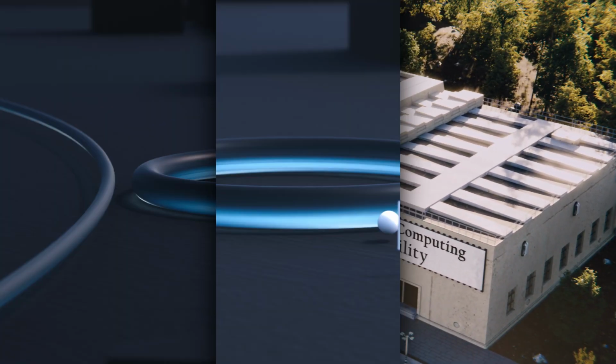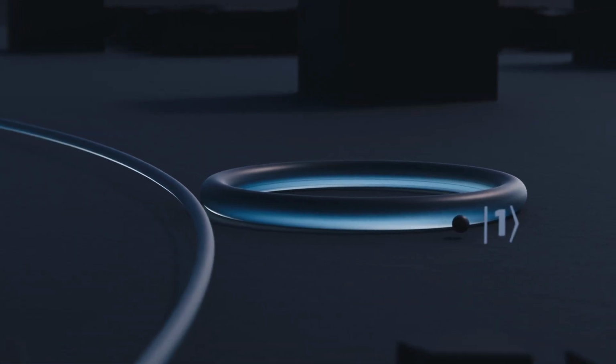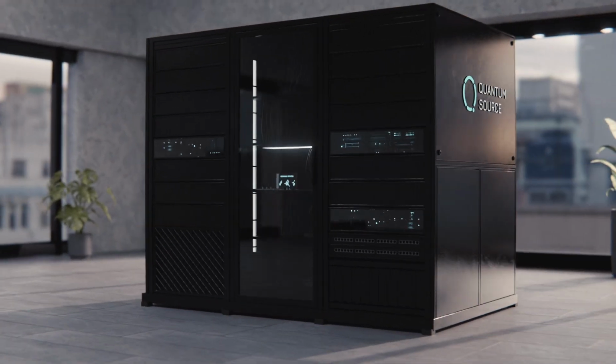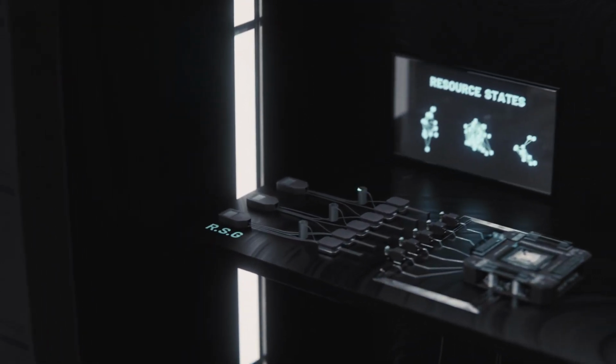At Quantum Source, we harness our cutting-edge proprietary technology of photon-atom gates to make the entire resource state generation deterministic, thereby enabling the construction of powerful, practical, and cost-efficient photonic quantum computers.